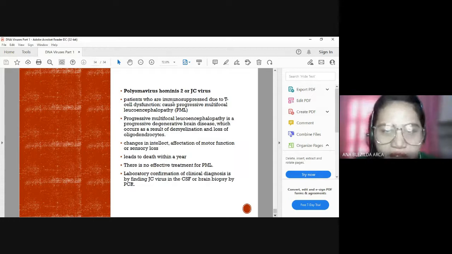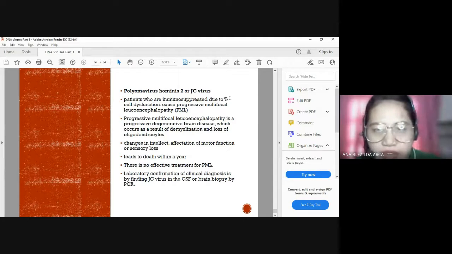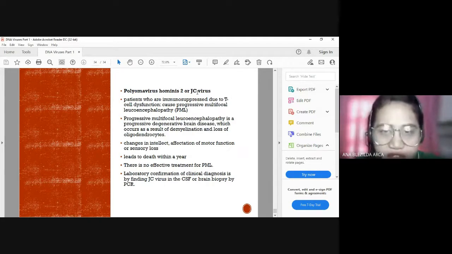Now, for the JC virus or polyomavirus hominis type 2, it can cause a PML. Ang tawag dito ay progressive multifocal leukoencephalopathy, wherein nakikita ito sa mga patients with immunosuppressed condition due to T-cell dysfunction. So kung meron kang problema sa T-cells mo, example, meron kang HIV, di ba? T-cell ang problema doon eh. Pwede ka rin magkaroon ng JC virus infection.